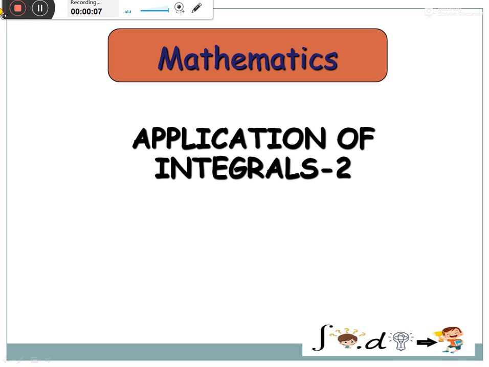And today we have to do the applications of integral. Applications of integral we did earlier, and now we have to continue with this.